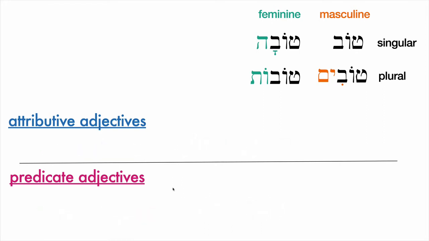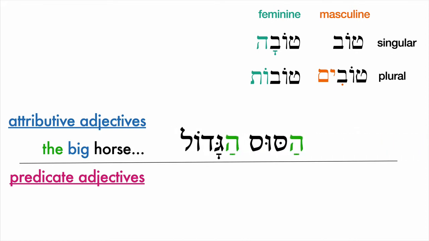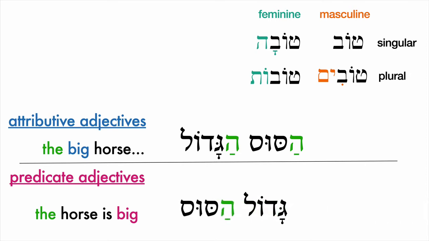Let's do some other examples with the, and we'll just use a different adjective now. The big horse. In Hebrew, that will be hasus, the horse, hagadol, the big one. If we want to say the horse is big, we will say gadol hasus. Big is the horse.